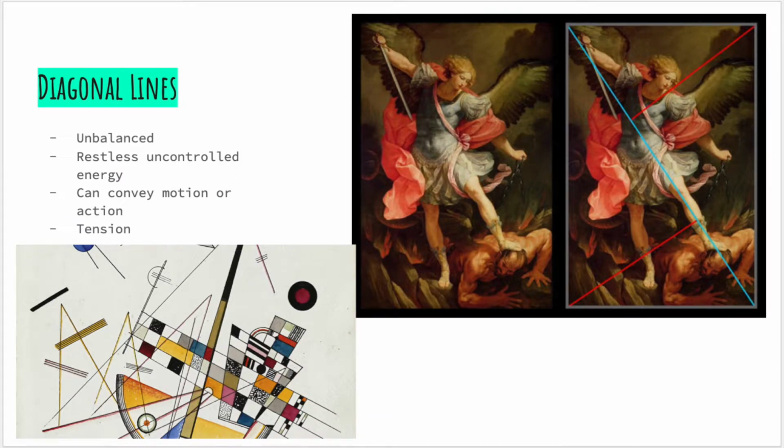Diagonal lines are unbalanced and can convey motion or action. They can also be used to create tension. Notice how on the painting on the left, the artist successfully created a sense of unease through their use of diagonal lines. The image on the right shows a battle scene. In this painting, the artist successfully utilized diagonal lines as a way to emphasize the tension coming from the scene.